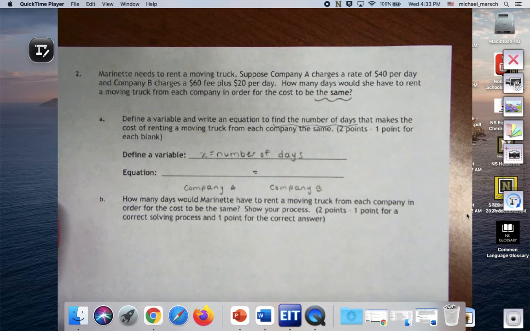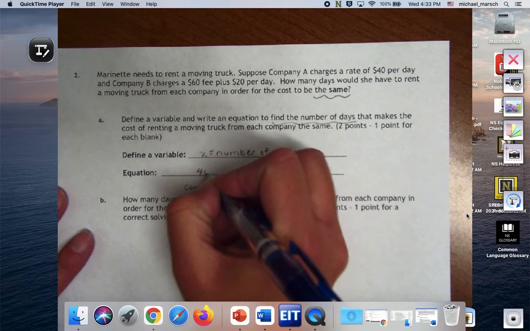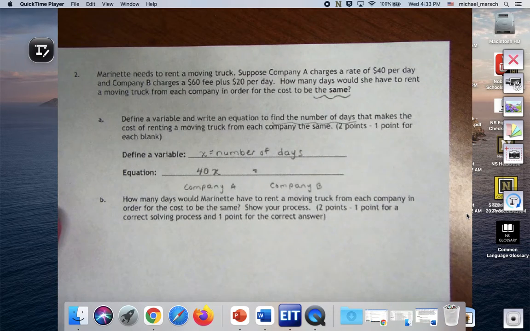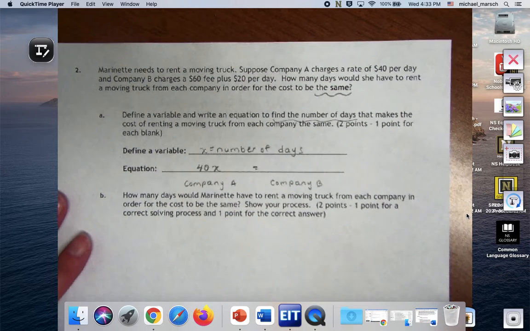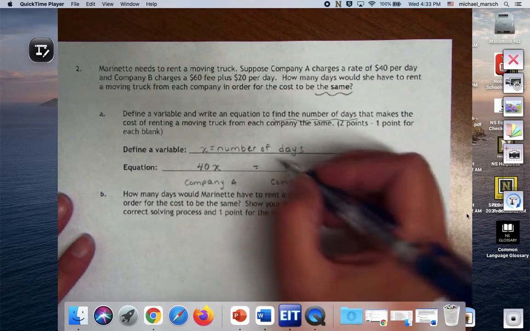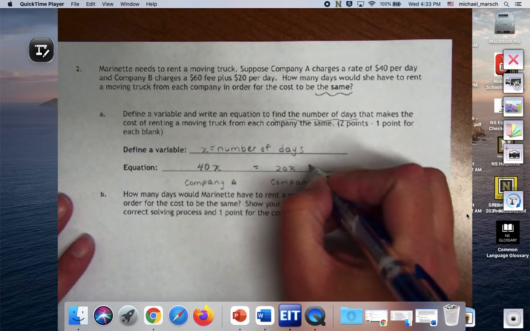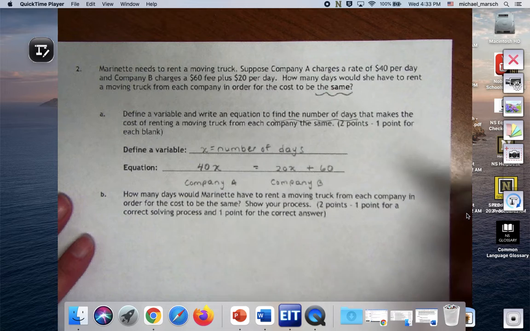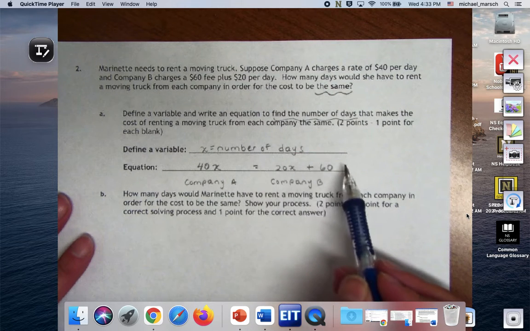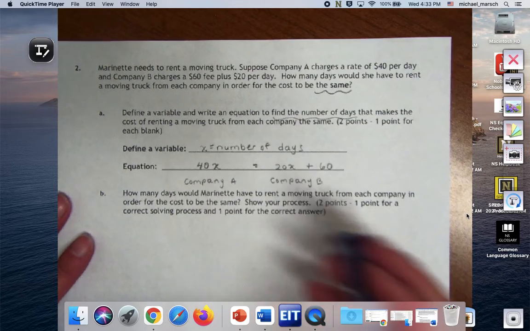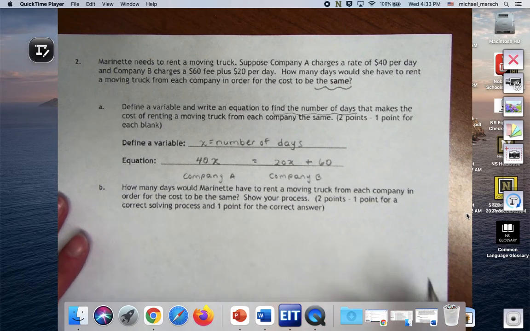And then I'm going to say, all right, well, what's the expression for Company A? Well, my expression for Company A is just $40 a day. So that's going to be 40x. No other special situations. Company B is $20 per day, but there's a $60 fee. So it's less per day, but you have to pay this up front. So there's advantages to both, right? How many days would she have to rent the moving truck?